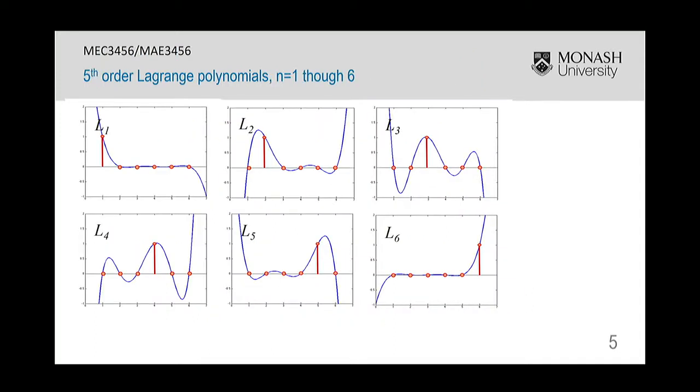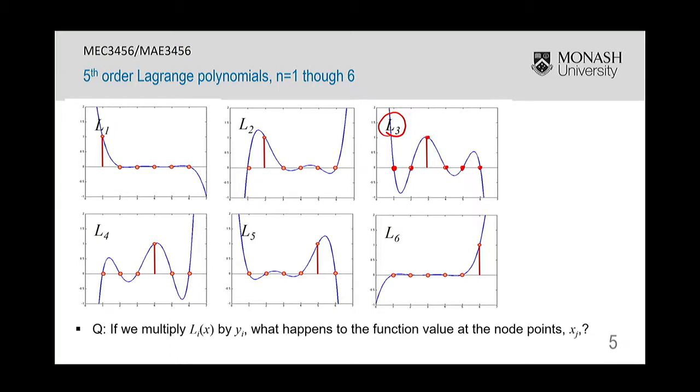Let's have a look at what the fifth order Lagrange polynomials looked like for just some equispaced points. L1, L2, L3, etc. So they have all kinds of weird and wacky shapes, and we can see, for example, let's look at L3 in the top right here. We see it's 0 at the first two node points, it's 1 at the node point 3, and it's 0 at the other node points. And likewise for the other polynomials.